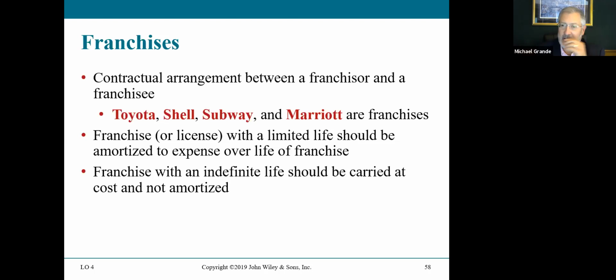Franchise or license with a limited life should be amortized to expense over the life of a franchise. So it has a definite useful life. Because it has a definite useful life, it can be amortized. Franchise with an indefinite life should be carried at cost and not amortized. So the key here is what? A definite useful life.